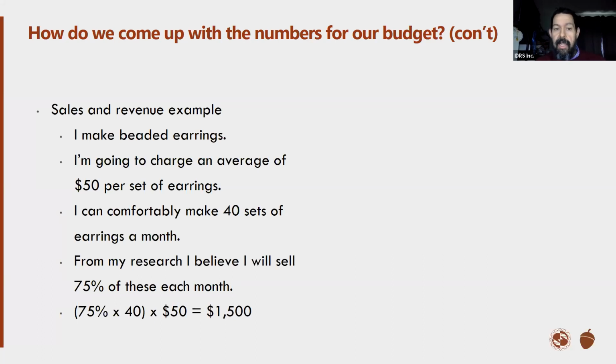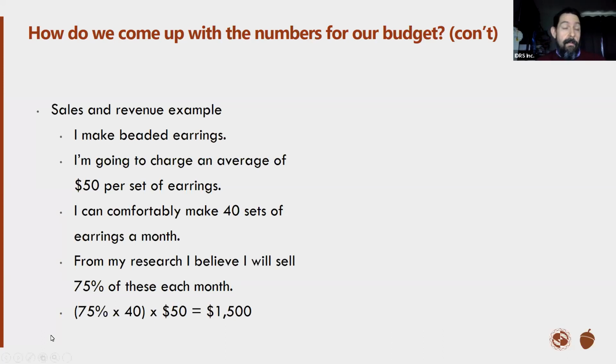However, once you get a price, then you can look back at your time. How many can I actually produce each month? So I've looked at my time, the time I have to spend with family, right? That's important. We don't want to cut in on family time. So the time that I have free to produce these earrings each month, I can produce 40 sets, right? And then from my research, I believe I will sell 75% of these each month, right?